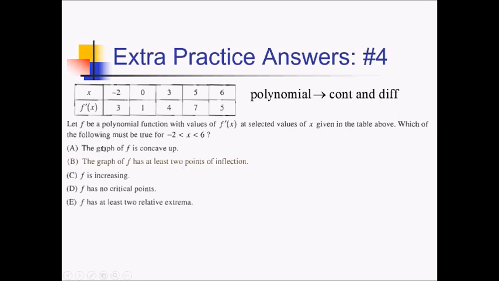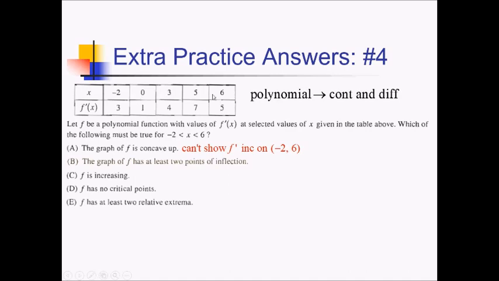Okay, so first statement, graph of f is concave up. So that's basically saying that f prime is increasing for the entire interval, and we see here that's clearly not true. We're going from 3 down to 1. Even if this was going up the whole time, we still wouldn't be able to show that we were increasing on the whole interval here because we don't know what's happening in between these values that they gave us.